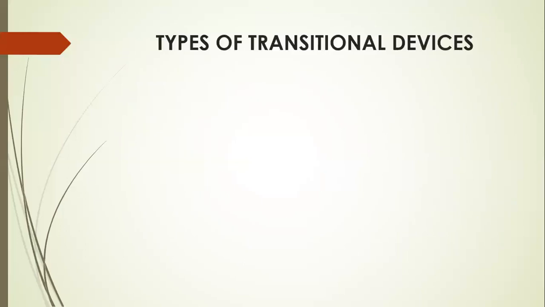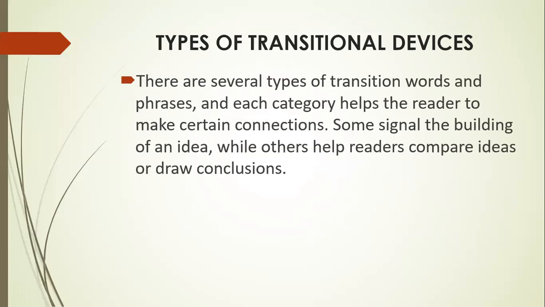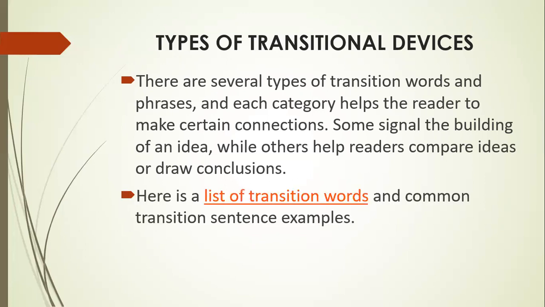Types of transitional devices. When we talk about transitional devices, or these indicators, they have different types. There are several types of transition words and phrases, and each category helps the reader to make certain connections. With the help of these signal words, a reader can understand what is going on ahead. Some signal the building of an idea, while others help readers compare ideas or draw conclusions, right? Here is a list of transition words and common transition sentence examples.